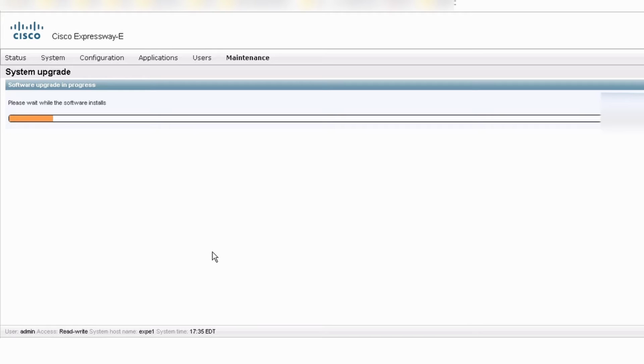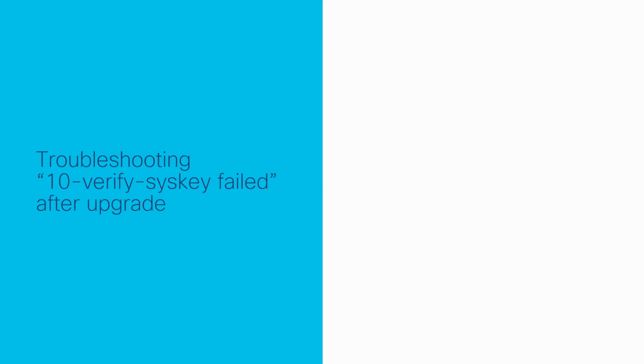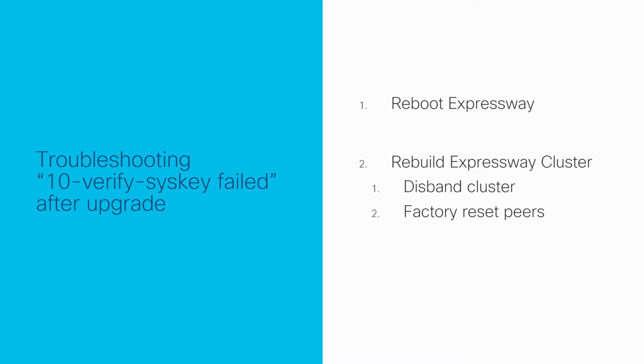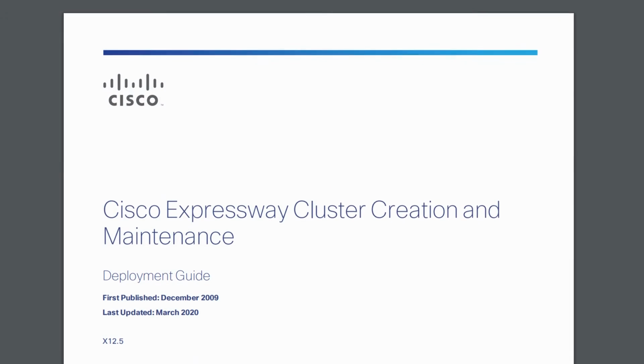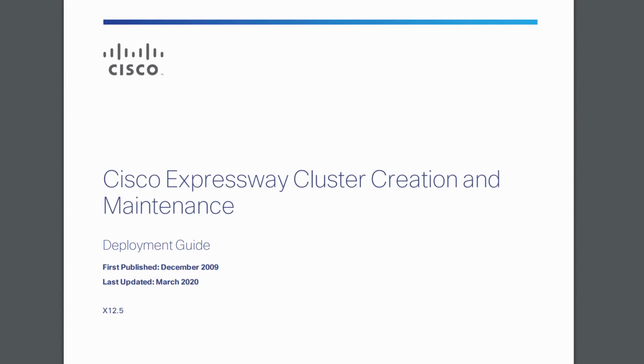Now, in my case, I did this, and you see I got this verify syskey failed error. This isn't strictly related to the original issue, but you might get this after the upgrade. To fix this, the first thing you could try is to reboot the Expressway and try again. If that doesn't work, you'll actually have to disband the Expressway cluster, factory reset your Expressways, restore the configuration, and then recreate the cluster. This is mostly outside the scope of this video, so please check the cluster creation and maintenance guide for information on Expressway cluster operations.